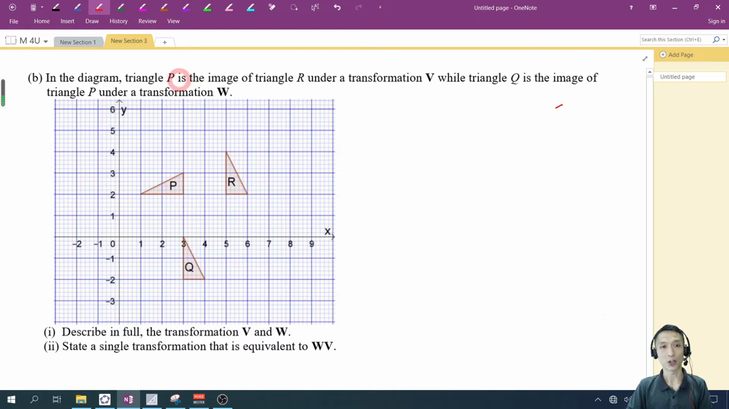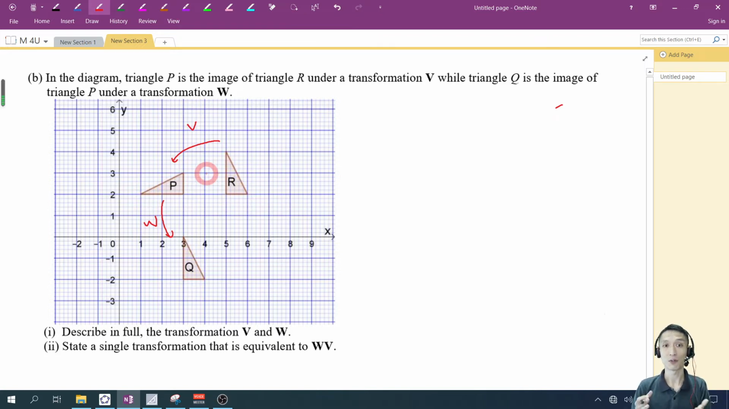In the diagram, triangle P is the image of triangle R under a transformation V, while the triangle Q is the image of triangle P under a transformation W. The first part is to describe in full the transformation W and V. From here we know that the transformation involved will be rotation, right? To describe a rotation, we need to mention three things. Remember, the angle of rotation, direction, and the center of rotation.